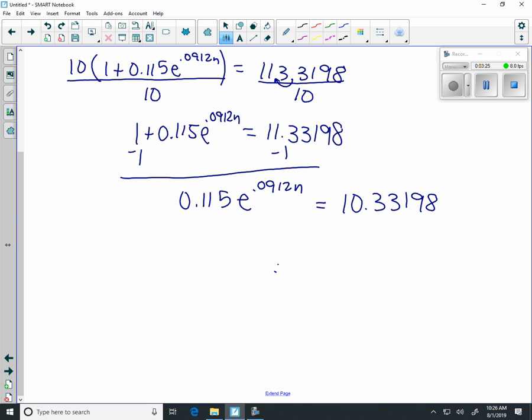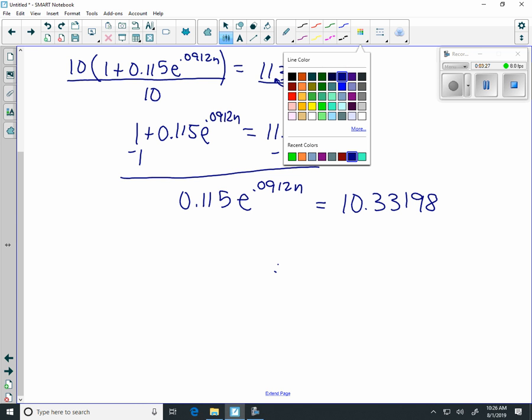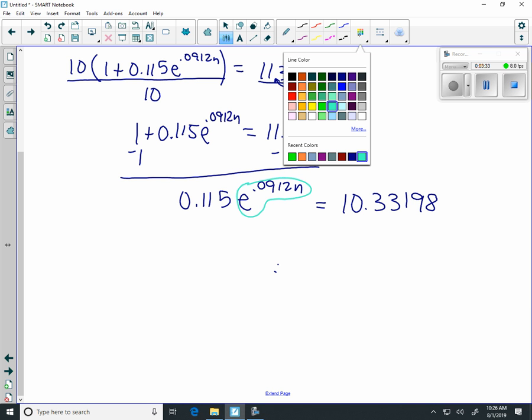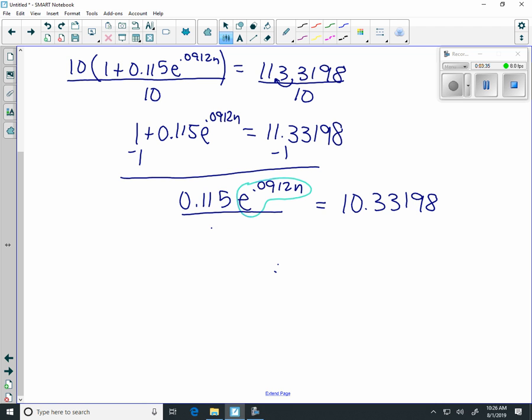The next thing I need to do, again, we want our e term by itself. We're solving for this first so that we can bring the exponent down. So I'm going to divide by 0.115. And dividing by a decimal that's less than 1 is going to make our number bigger. So when I do that division, I end up with 89.8433.